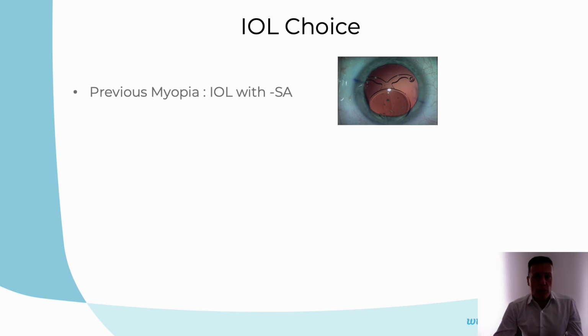What about the IOL choice? When the cornea had previous myopia, which means that there was probably induction of positive spherical aberration, choose a lens, of course, with a negative spherical aberration. Most of our trifocal IOLs and high-performance IOLs do have some negative spherical aberration. In this case, we have the FineVision from BVI to be implanted.